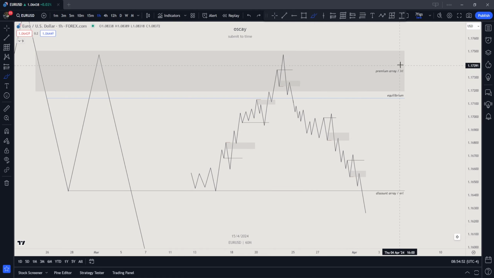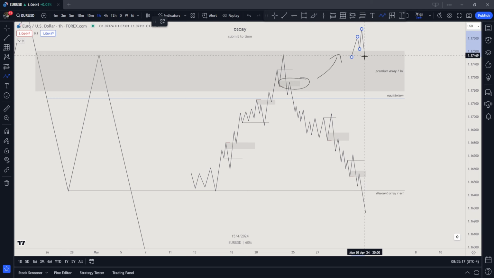So once we are in the premium array, you can have SMT with correlated pairs. What does that mean? One pair sweeps and the other pair doesn't. Maybe another pair sweeps again and this one doesn't. That is SMT, stuff like that. So that's extra confirmation. If you are not advanced, don't bother. So once we get this change in the state of delivery, this is your low risk sell.